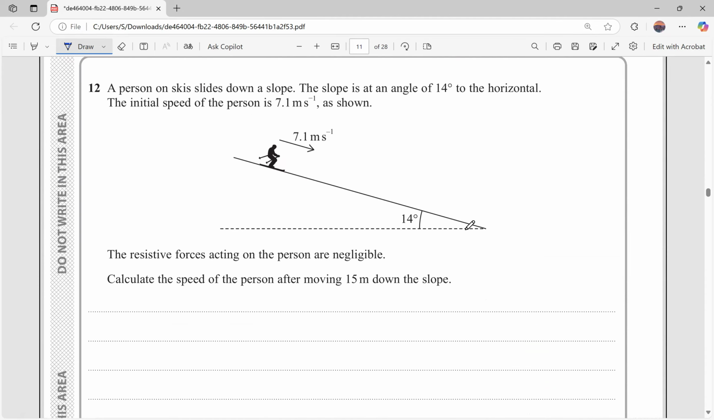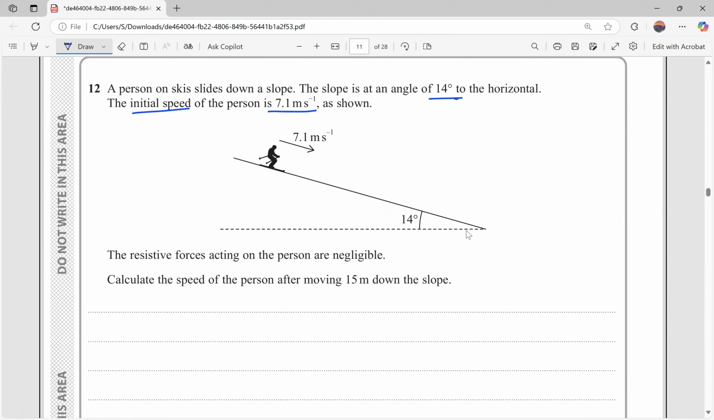Question 12. A person on skis slides down a slope. The slope is at an angle of 14 degrees to the horizontal. The initial speed of the person is 7.1 meters per second as shown. The resistive forces acting on the person are negligible. Calculate the speed of the person after moving 15 meters down the slope.